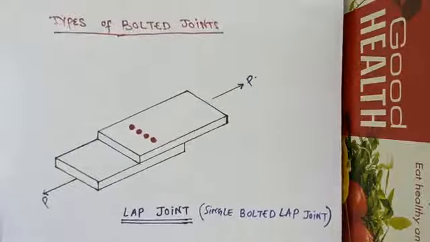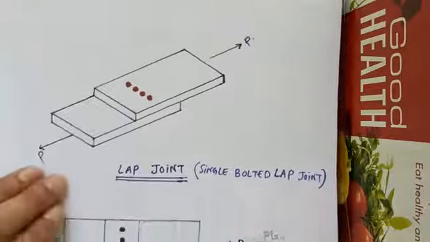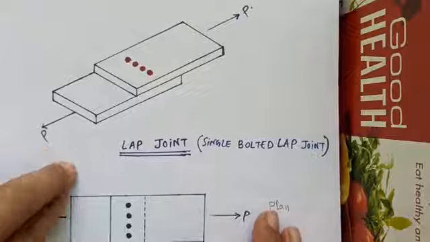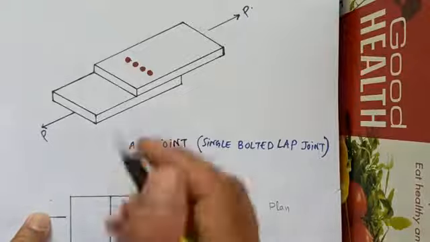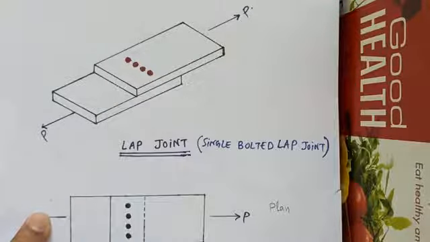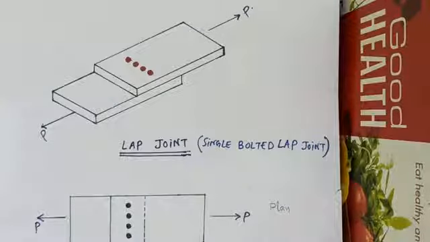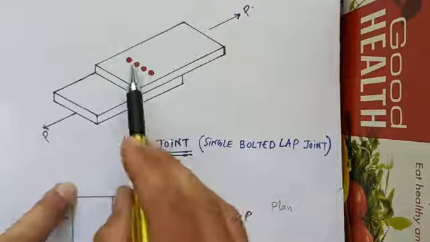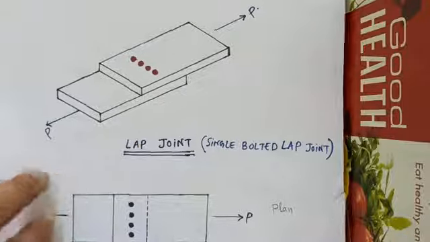Now we have types of bolt joints, mainly lap joint and butt joint. Figure shows the three-dimensional view of a lap joint. We call it a single bolted lap joint because we have provided a single layer of bolts. In a lap joint, one plate is placed above the other and these are joined by connectors, and in this case we have connected them by one line of bolts, so we call it a single bolted lap joint.